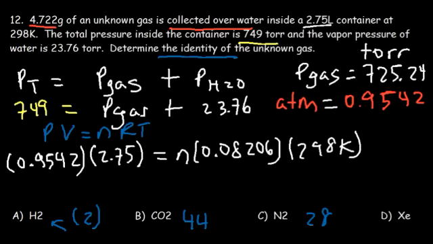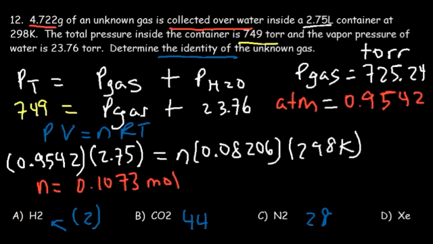Now to get the answer, this is what you need to do to get the moles. Multiply 0.9542 by 2.75, and you should get 2.62. Then divide that by 0.08206, and then you should get 31.977, and then take that result divided by 298 Kelvin, and then you'll get the moles. So n is equal to 0.1073 moles.